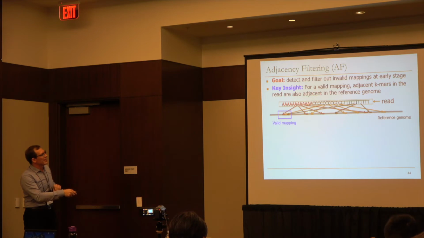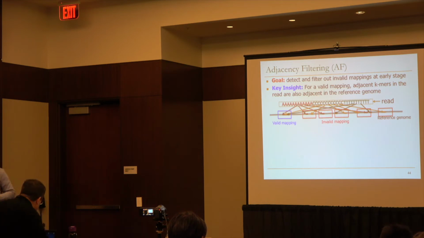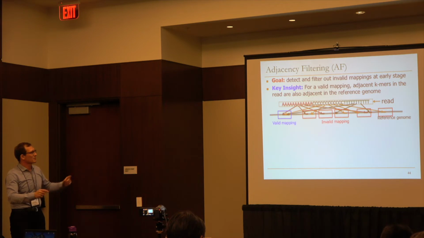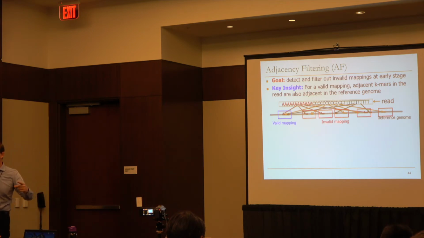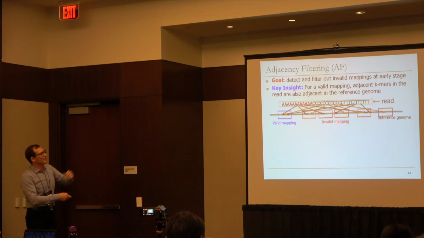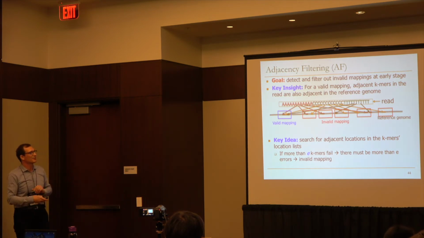But if the k-mers are too far away from each other, like this, you can probably guess that they're invalid mappings. So you don't need to do the distance computations over there, because the distance between the k-mers is greater than the error tolerance that you're looking for, E. So this way you can eliminate a lot of invalid mappings. So basically you want to search for adjacent locations in the k-mers' location lists. If more than E k-mers fail, there must be more than E errors. As a result, you get an invalid mapping.